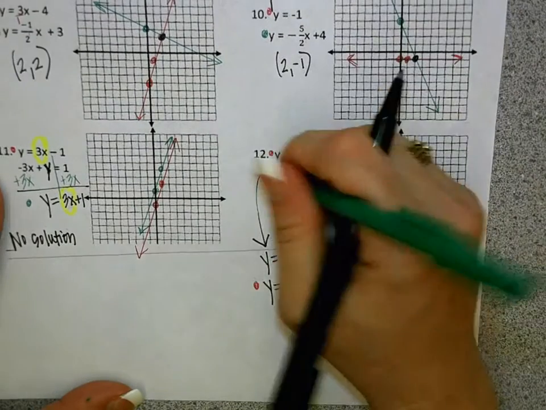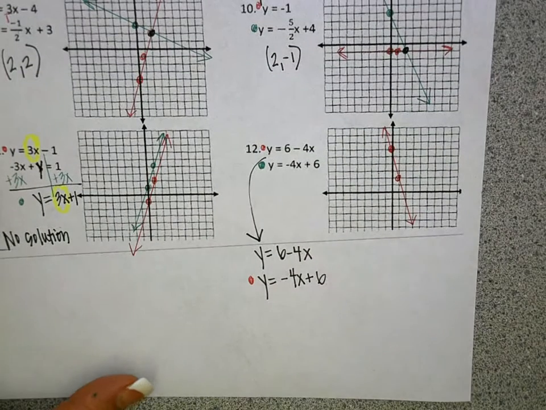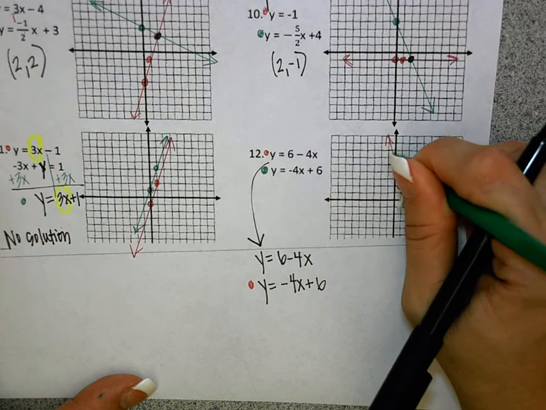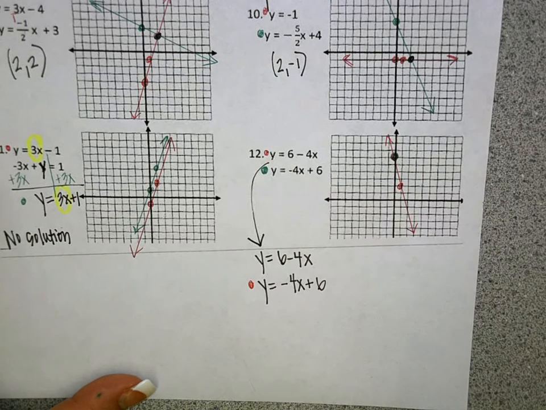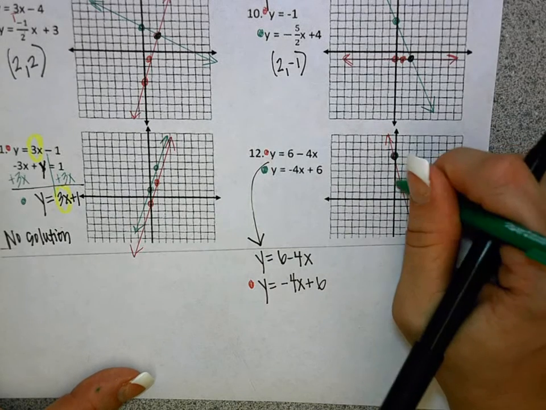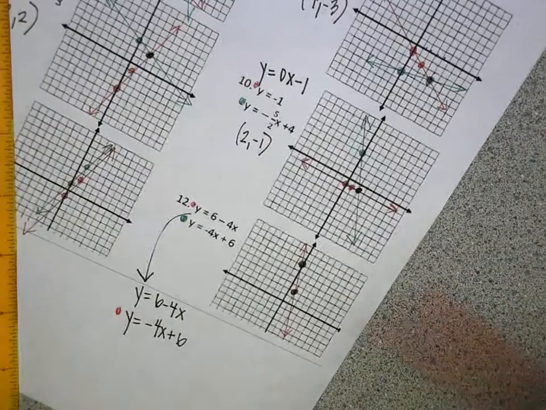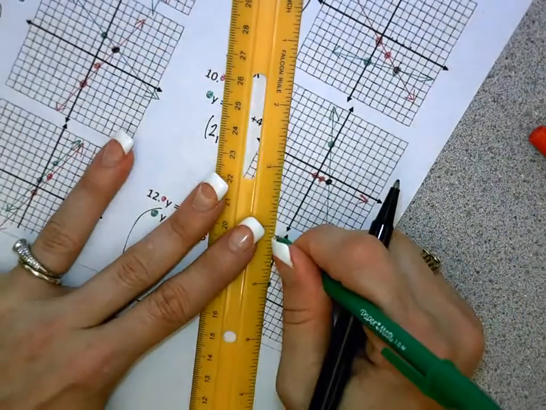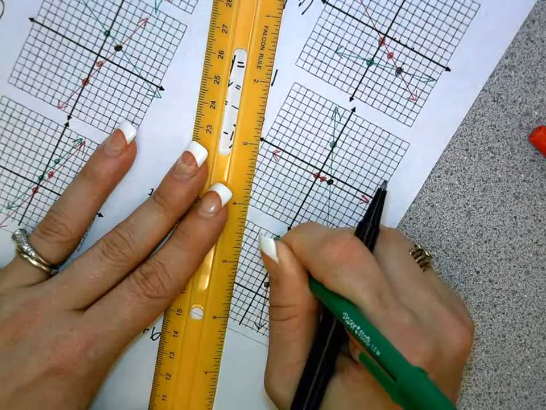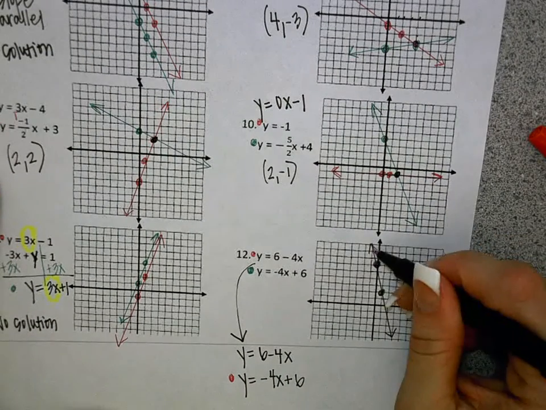And then the green line, what's its starting point or its y-intercept? Up 6. So up 1, 2, 3, 4, 5, 6. So they have the same y-intercept. What's its slope? The same. Down 4 over 1. What happens if I have the exact same line? Where do they cross? They cross everywhere. All points on the graph. Okay, they cross at this point and this point and this point.